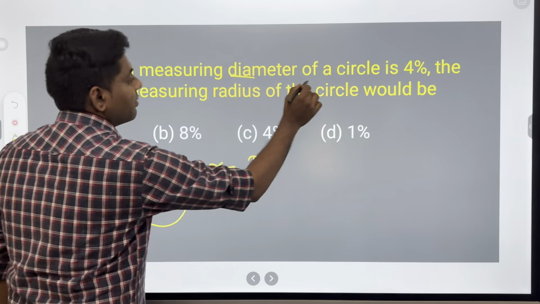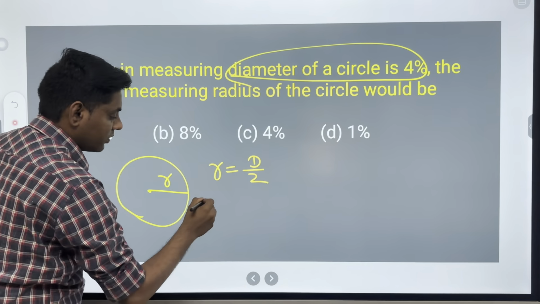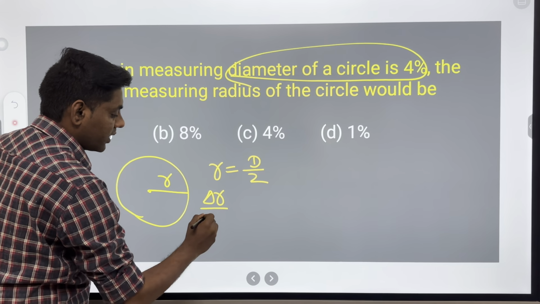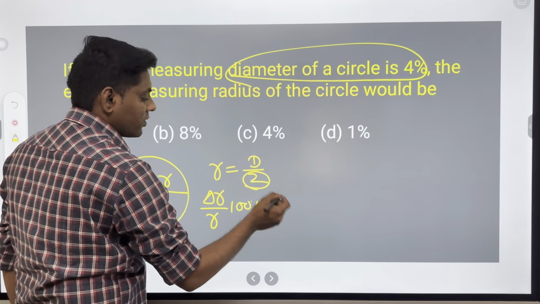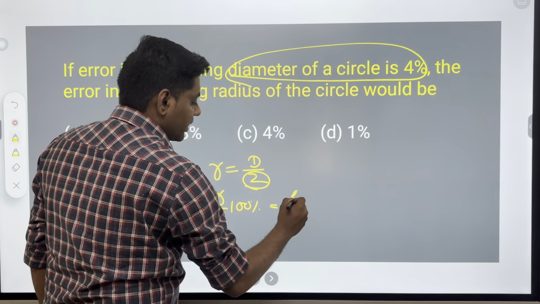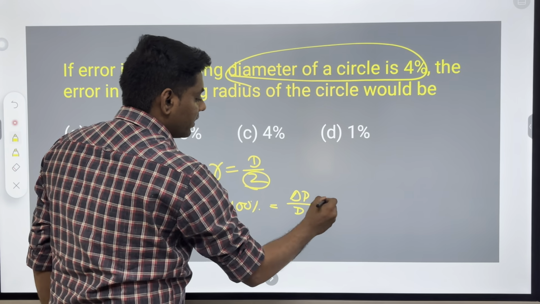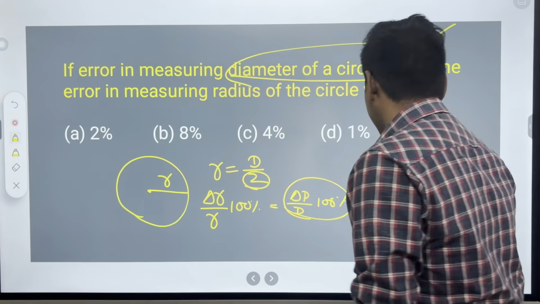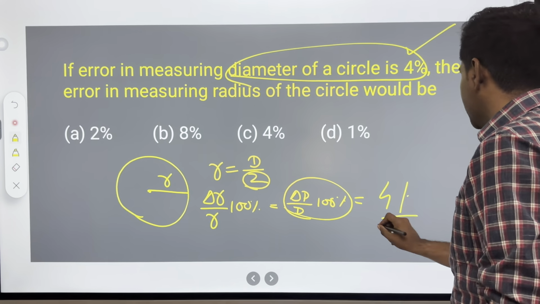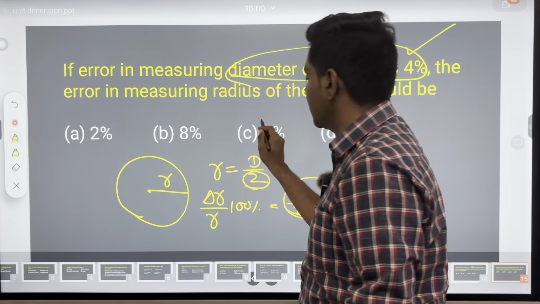What is the change in diameter? 4 percentage. So therefore delta R, we have to calculate the relative error, delta R by R into 100 percentage equal to, do not take the constant, only d, so that is delta d by d into 100 percentage. How much percentage change in diameter? That is 4 percentage. So therefore 4 percentage change in radius. So the option will be C.